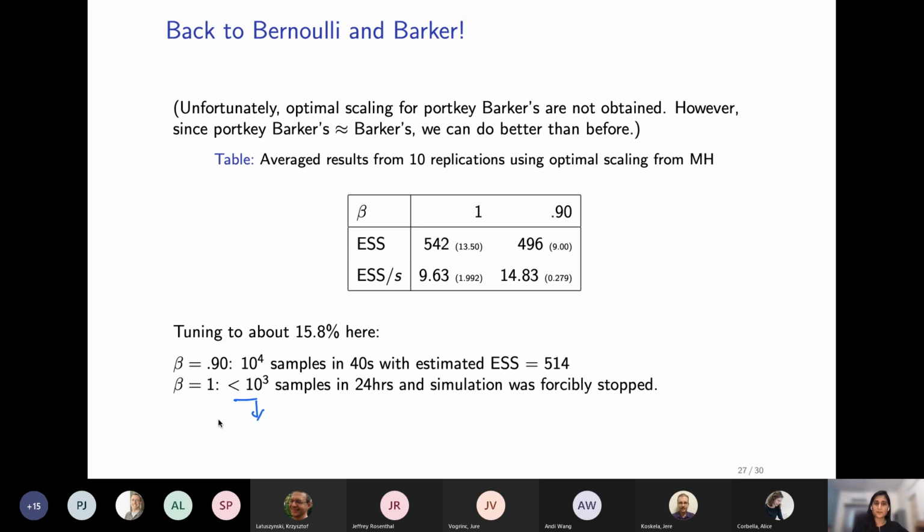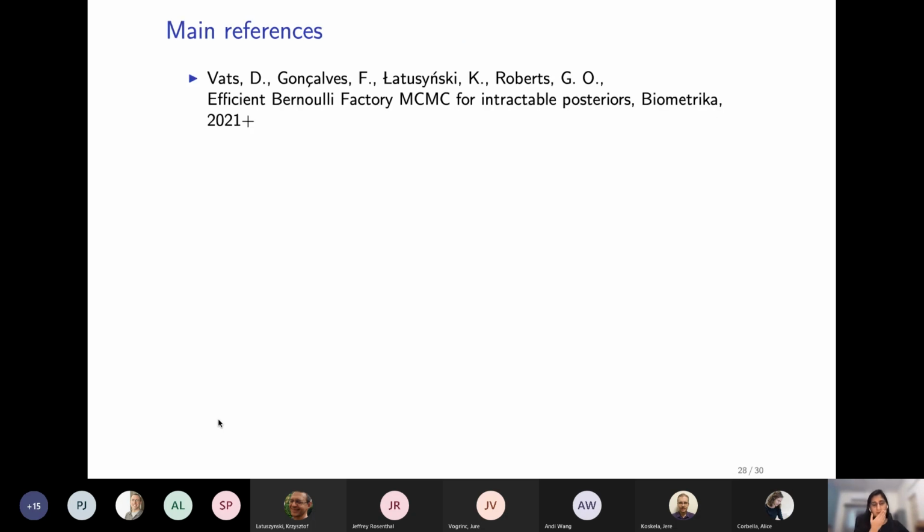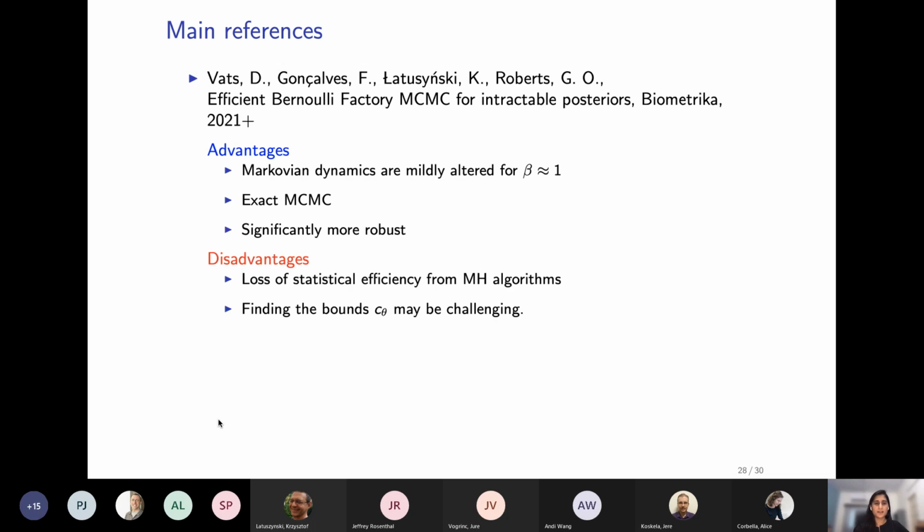Okay, I've clearly gone a little over time, so I'm going to try and wrap up. This is the main reference for the first part of the talk, which was the Bernoulli factory MCMC for intractable posteriors, recently accepted to Biometrika. The advantage of this over some of the other competitors is that the Markovian dynamics are only mildly altered when you set beta close to 1, and it is an exact MCMC algorithm, significantly more robust than the original two-coin. Now, of course, it's not as efficient as MH, and doing this universally in a black-box style is going to be very difficult. You do need to find good bounds for your problem for it to work reasonably well, and that's something we're well aware of.